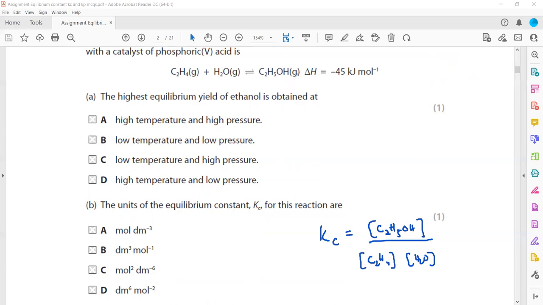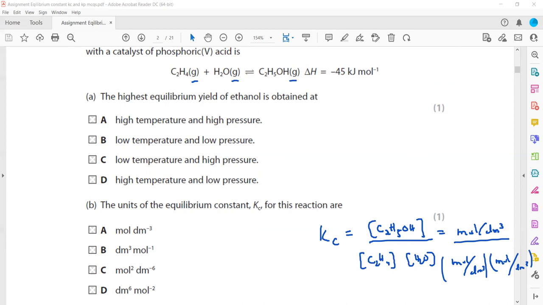And this is a homogeneous equilibrium because all of them are in the same state. And remember, the unit of the concentration is mole per dm cubed. So this is mole per decimeter cube, this will be mole per decimeter cube, and this is also mole per decimeter cube. So when we simplify, what's the final answer?